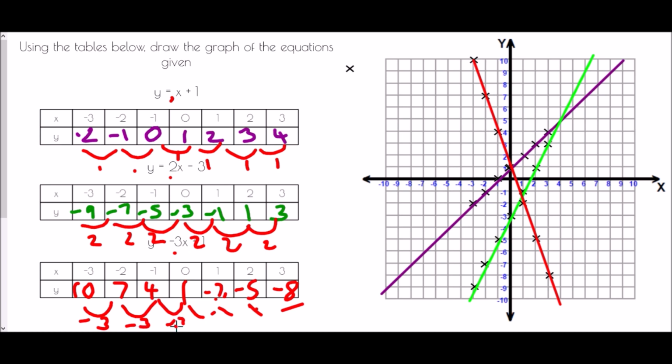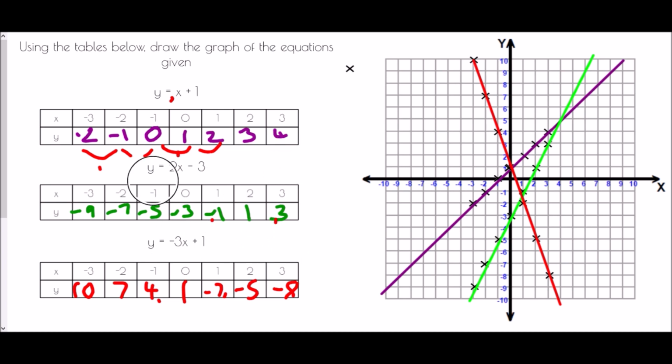How could I tell straight away that that was going to be the case? Well, let's have a look at the original equations. The original equations, we had 1x, we had 2x, we had -3x, and that matches with what the numbers went up by.